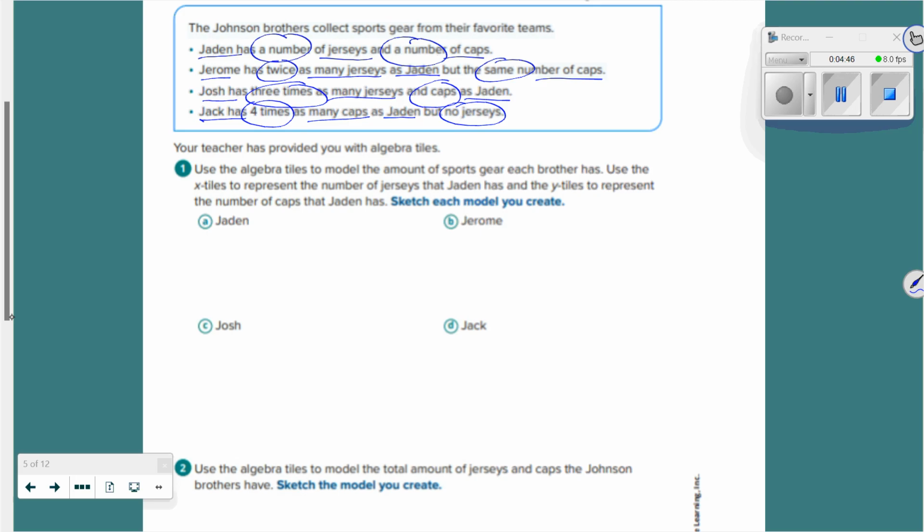And let's look at the directions. It says using X tiles to represent the number of jerseys and Y tiles to represent the number of caps. So what would I put if I don't know the number? X. And all I know is Jaden has X jersey and Y cap. Now, can I use those two things to model the other brothers' stuff?